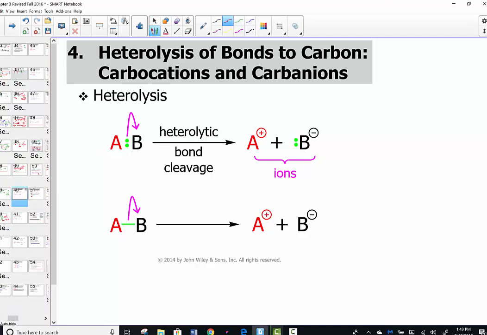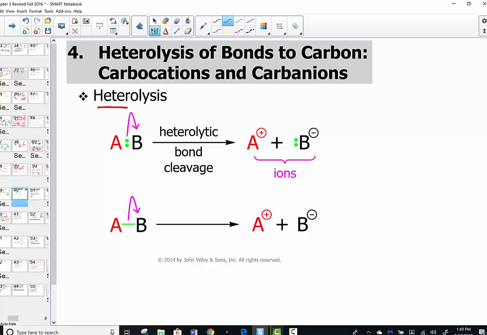Section 4 of our chapter, heterolysis of bonds to carbon, resulting in a species known as carbocations and carbanions. This is a short section really to just introduce some vocabulary that we'll be carrying forward as we talk about more and more about reaction mechanisms. Heterolysis, hetero, more than one, right? So different throughout. Heterolytic bond cleavage.